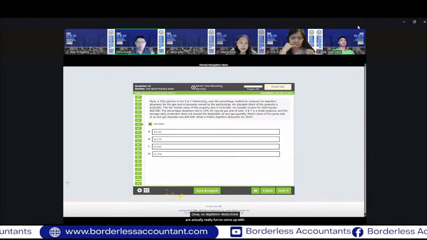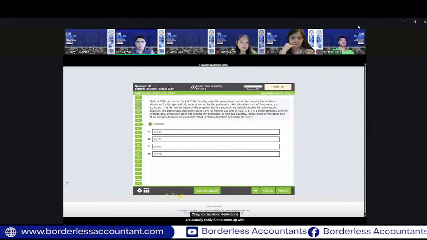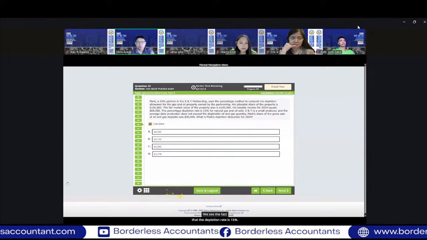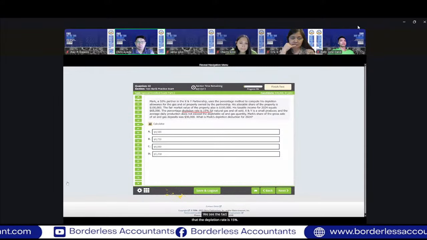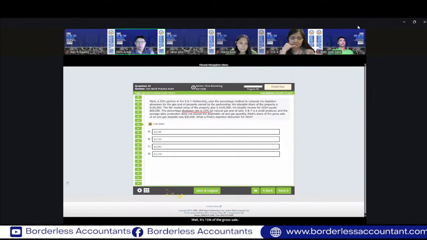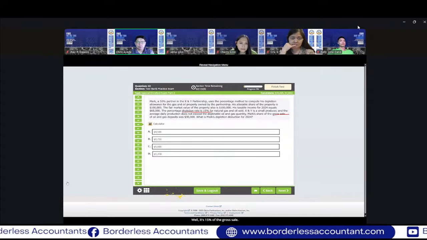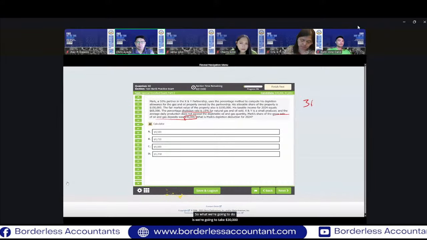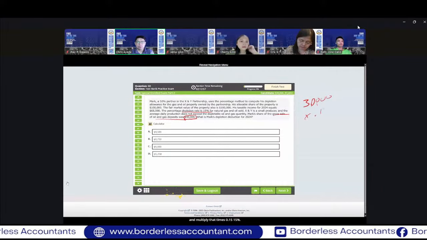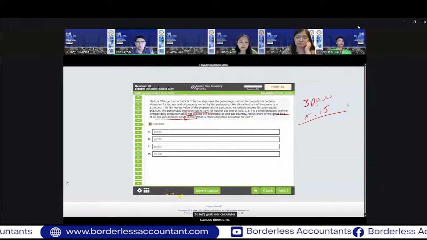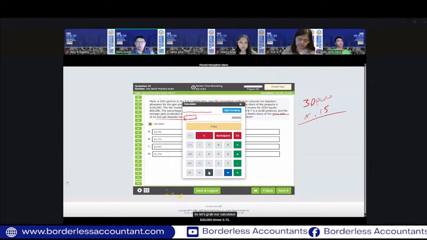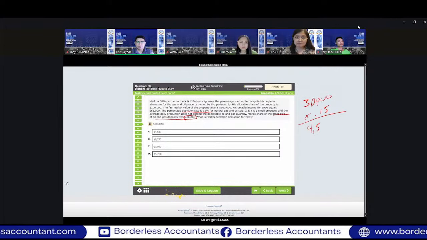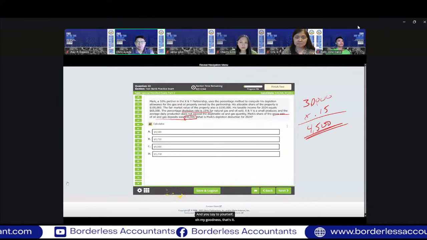Okay, so depletion deductions are actually really fun to come up with because you practically have to be given all of the mechanics to do it. We see the fact that the depletion rate is 15%. And what is it 15% of? Well, it's 15% of the gross sale. In this case, $30,000. So what we're going to do is take $30,000 and multiply that times 0.15, 15%. So let's grab our calculator. $30,000 times 0.15, and we come up with $4,500. So we got $4,500. And you say to yourself, oh my goodness, that's it?